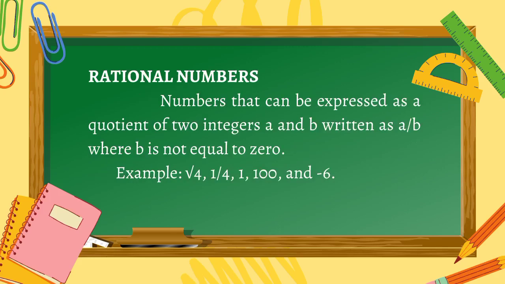Rational numbers are numbers that can be expressed as a ratio of two integers a and b, written as a/b, where b is not equal to 0. Examples: square root of 4, 1/4, 1, 100, and -6.